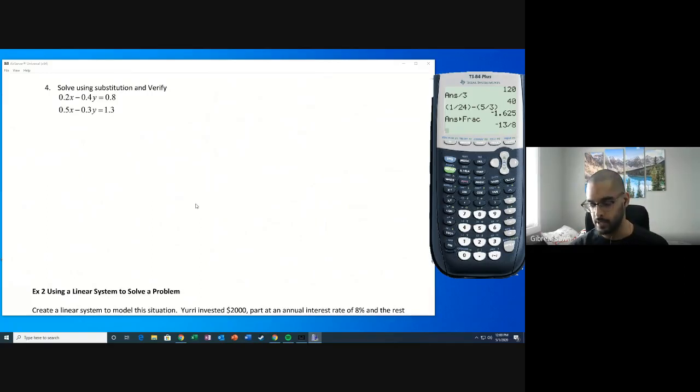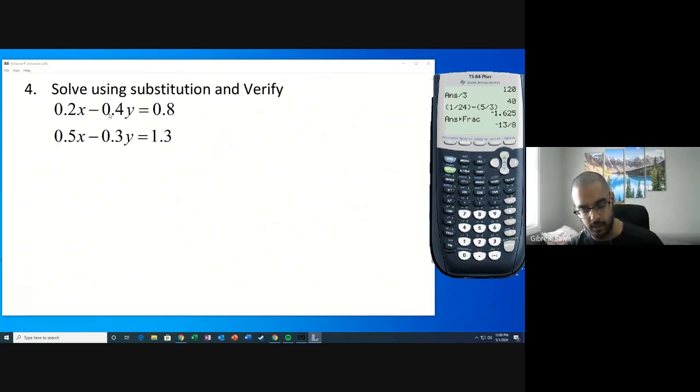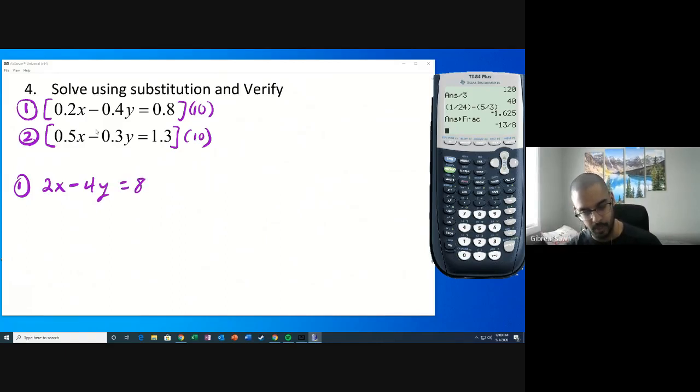Now, like we got rid of the fractions before, we can get rid of the decimals here. If you notice, each of those decimal places are in the 10th place. So what we're going to do here is multiply everything by 10. And what that will do is move that decimal place to the right by 1 unit to make everything whole numbers again. So here's equation 1, here's equation 2. Equation 1 will become 2x minus 4y is equal to 8. Equation 2 becomes 5x minus 3y is equal to 13. A lot easier to deal with.